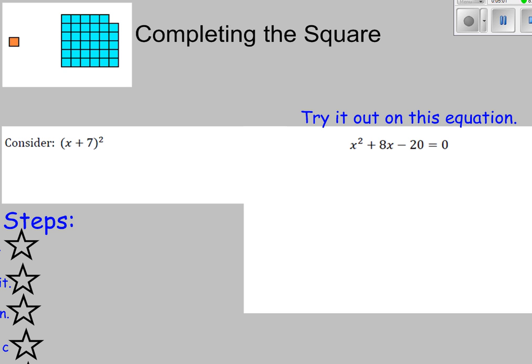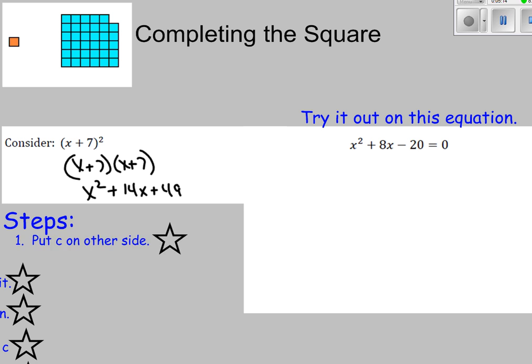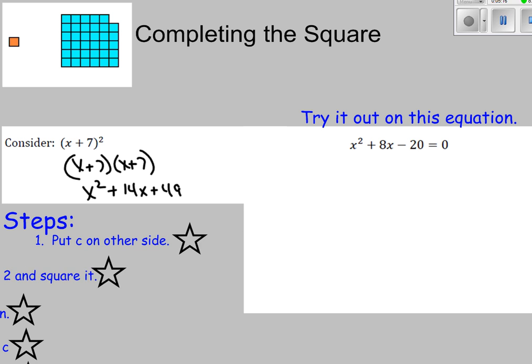So take a look at this. x plus 7 squared. So you would take x plus 7 times x plus 7, multiply it out, you get x squared plus 14x plus 49, and you work there. So let's do this.